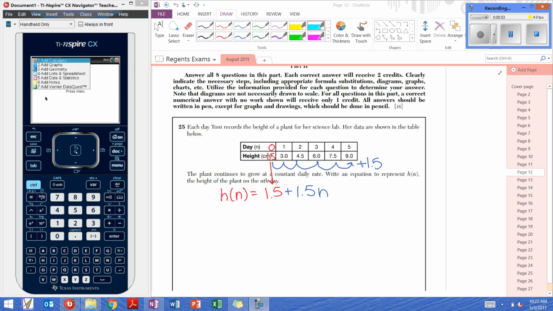Remember, all the questions in part 2 are worth a total of 2 points each. So here is the solution to 25. A couple things that I want to point out with this one.